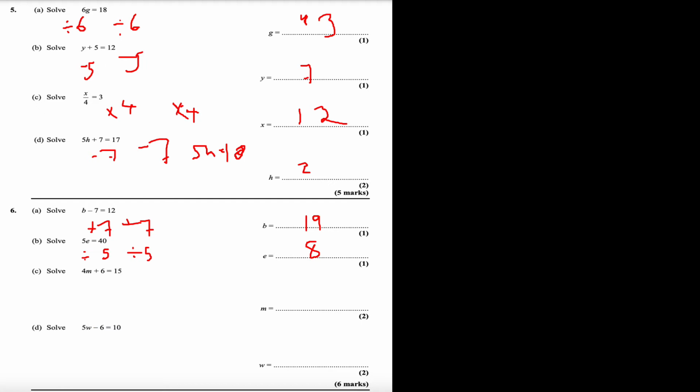Part C, 4m plus 6 is 15. Subtract 6 on both sides. 4m is equal to 9. M is equal to 9 quarters, or 2 1/4 or 2.25. Okay, either way is going to be fine. So that is dividing by 4.